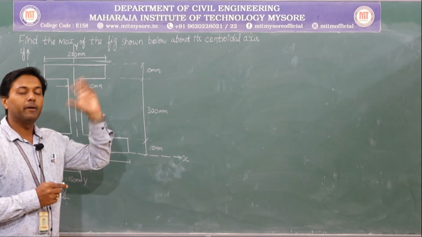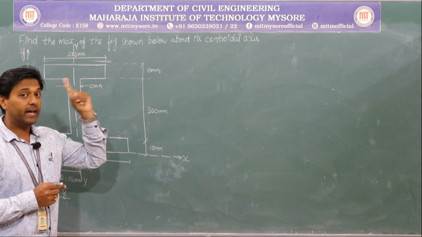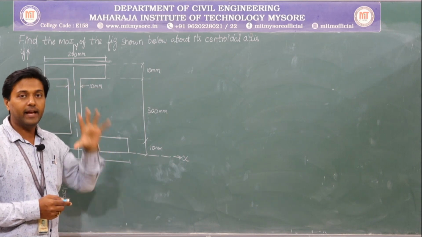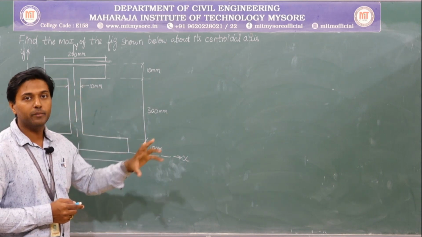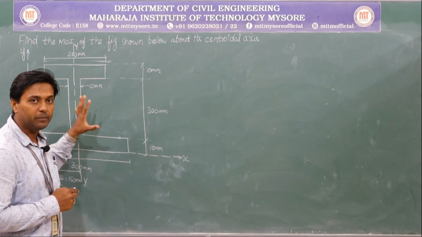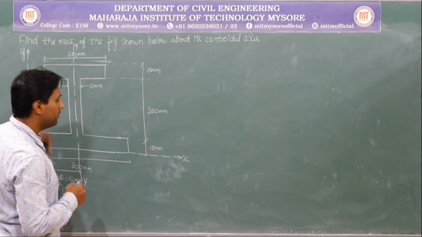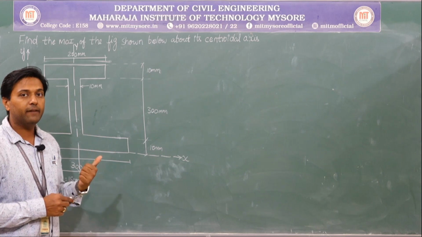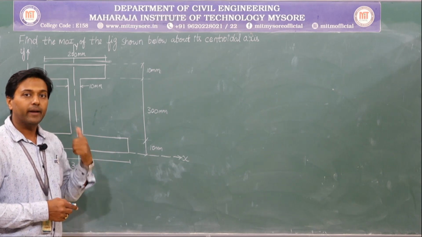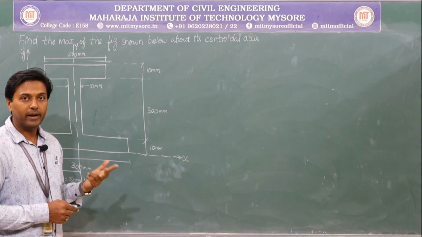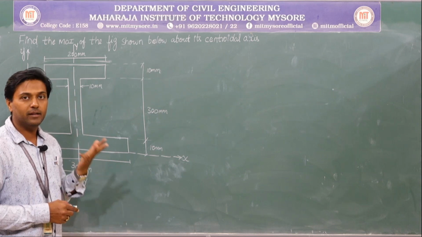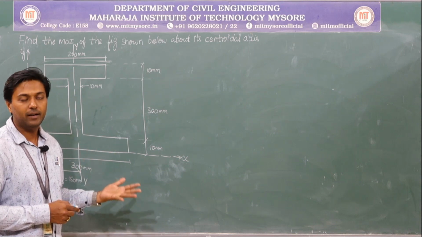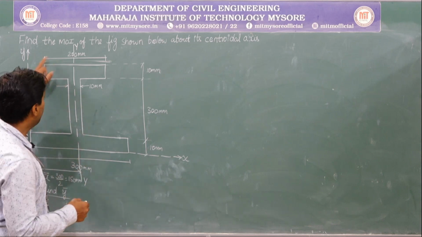I want you people to remember the centroid. So you people have derived the expression for the standard geometrical diagrams. Have you derived an expression for an I section? No. You people have derived an expression for rectangle, symmetric triangle, right angle triangle, quadrant of a circle, semicircle, sector of a circle, like that. Yes or no? Now we have an I section.